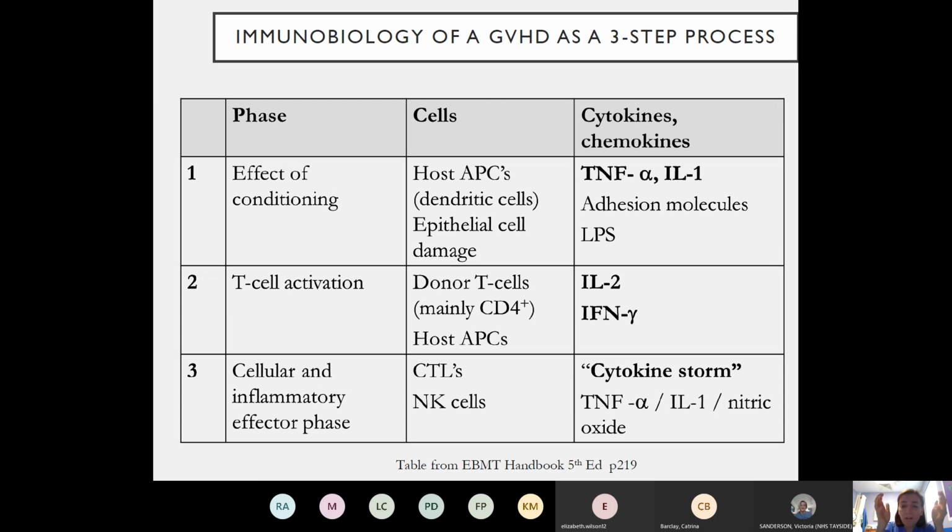And if we think about, how might we reduce GVHD? One of the ways we try and reduce it for patients with benign disease is we try and give conditioning that's less likely to cause epithelial cell damage. So we've moved away from busulfan to treosulfan. We've moved away from radiotherapy to chemotherapy conditioning because we don't want GVHD.